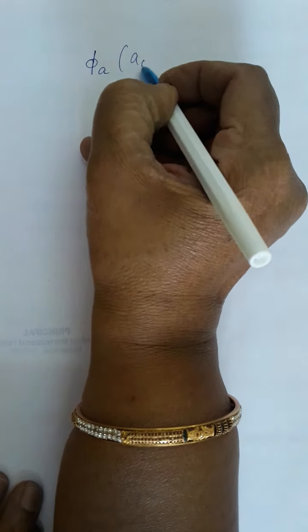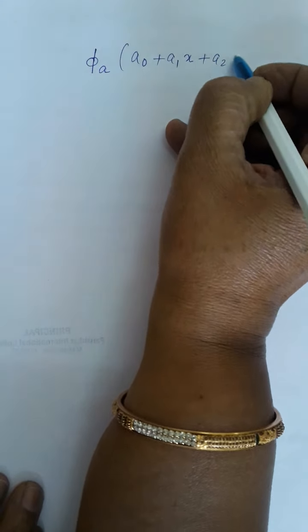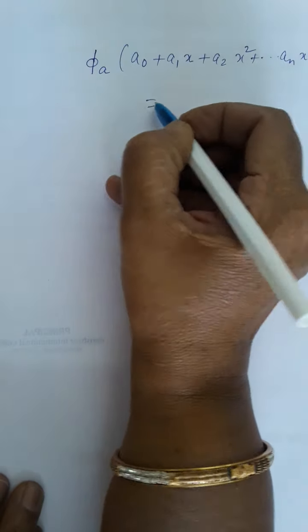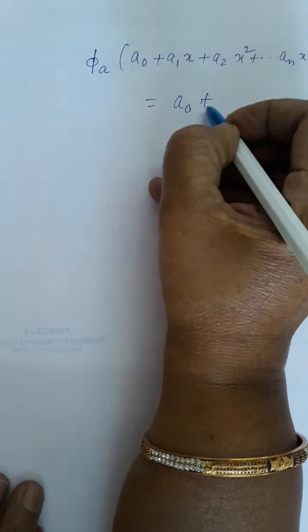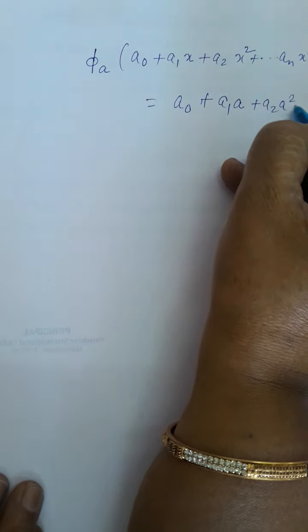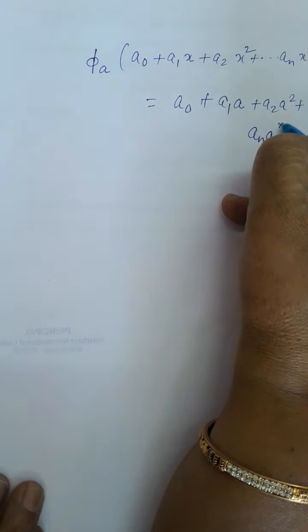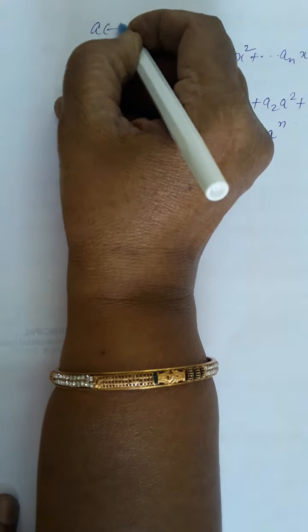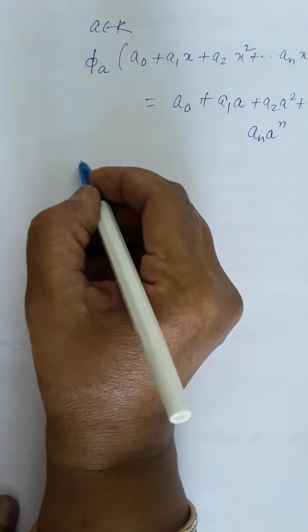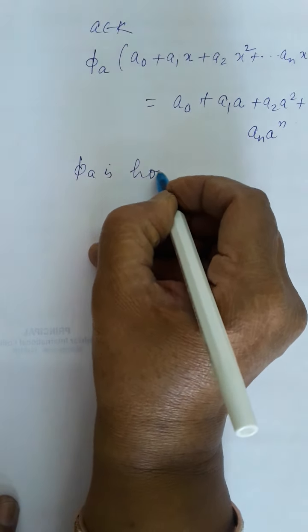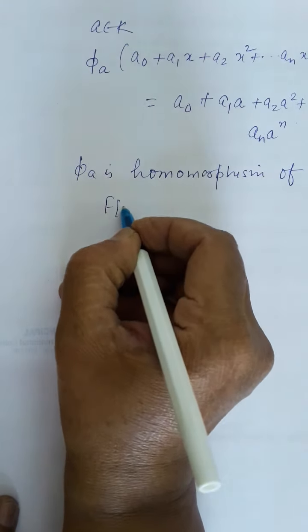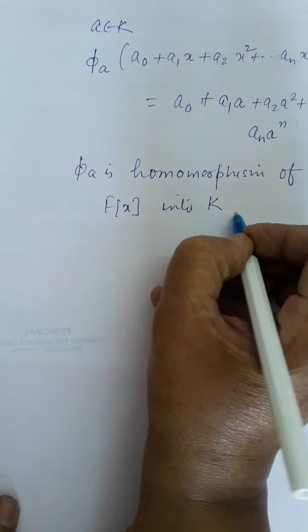where phi a of p(x), with p(x) equal to a naught plus a1 x plus a2 x squared plus up to an x to the n, is a naught plus a1 a plus a2 a squared plus up to an a to the n, and a belongs to K. Then phi a is a homomorphism of F[x] into K.